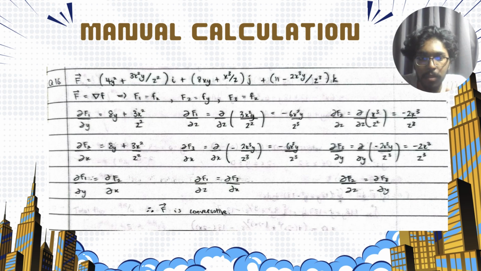This time the condition is to check if the derivative of f1 with respect to y equals the derivative of f2 with respect to x, so both of these values should be the same. Similarly, the derivative of f1 with respect to z equals the derivative of f3 with respect to x. And for the third, the derivative of f2 with respect to z equals the derivative of f3 with respect to y. All three of these values should be equal. When these conditions are met, the vector field is definitely conservative.